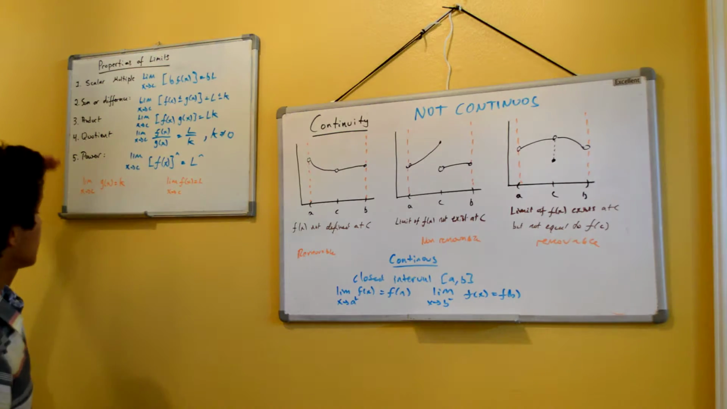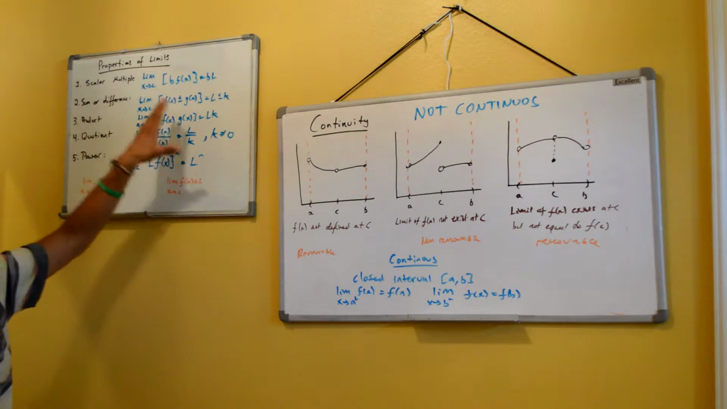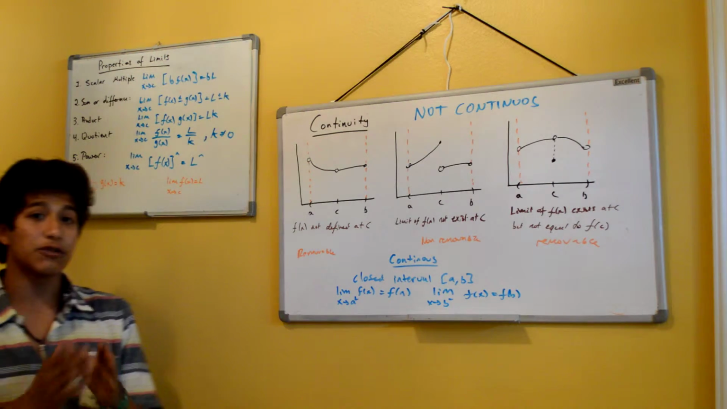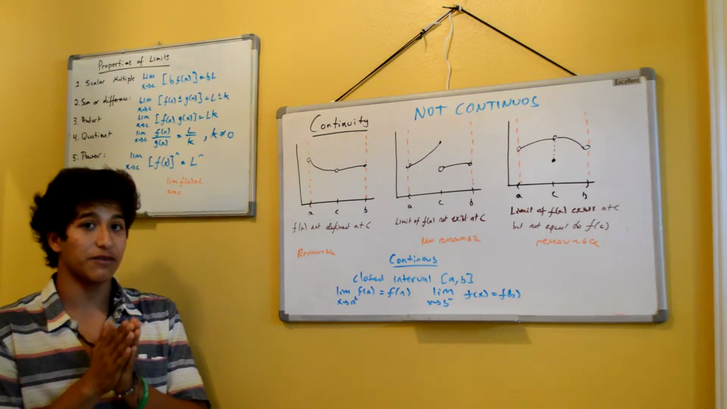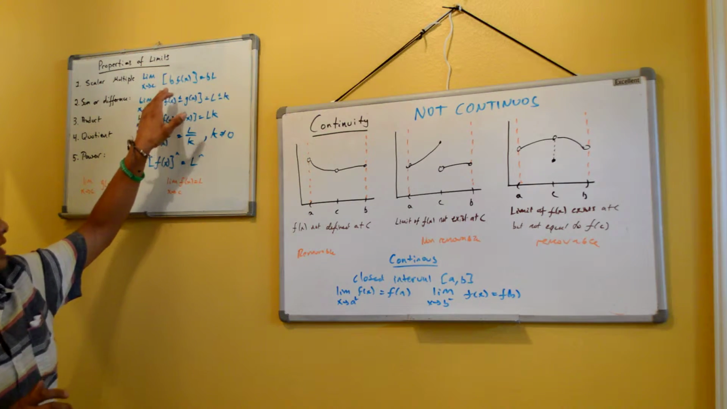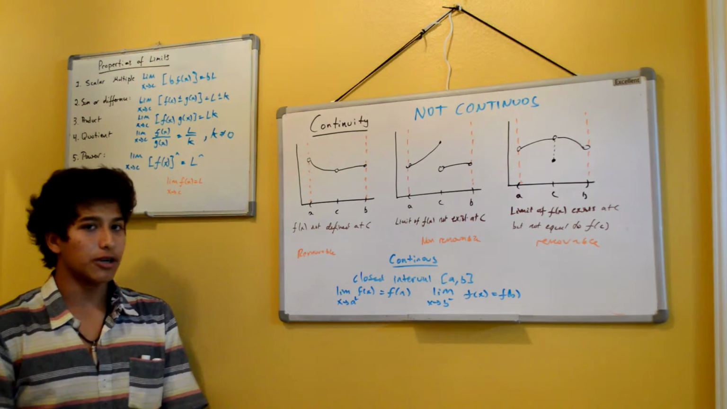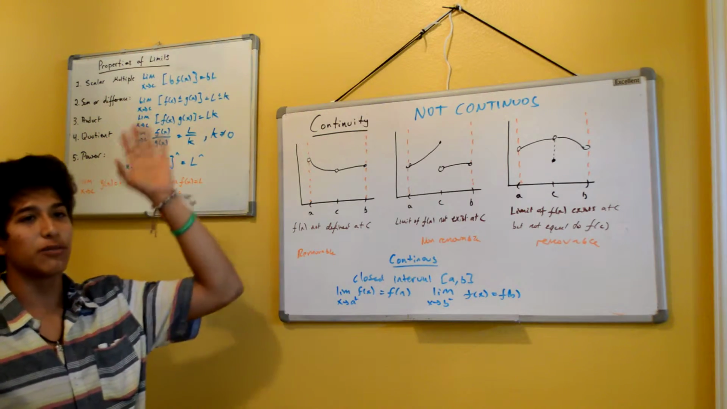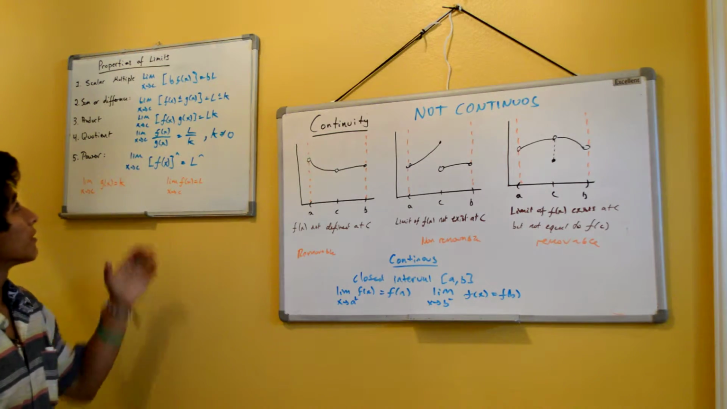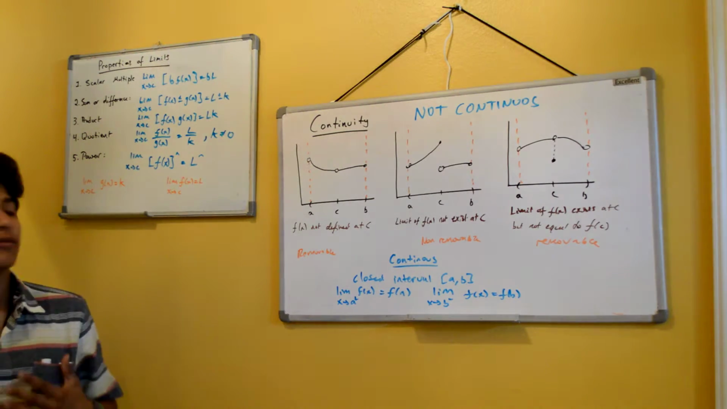So first of all, I'm just going to go through them and tell you. The scalar multiple is basically saying that if the limit does exist for f of x and for g of x, then the limit as b, which is any number, multiplied by the limit of f of x, is equal to b times L.